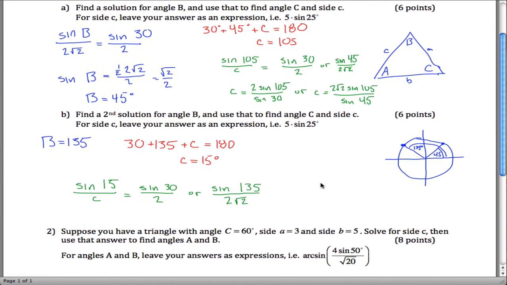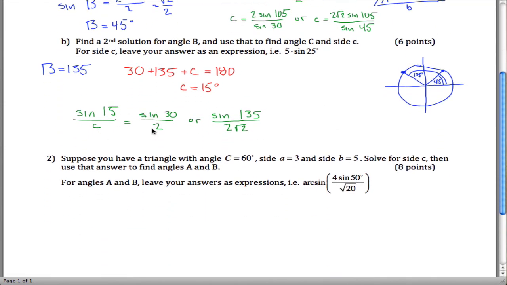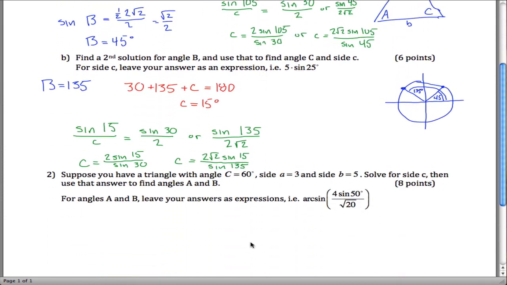Could do either of these just like we did before, and then solve for C, multiply it up here, multiply the 2 over here, the sine 30 over there, and get C is equal to 2 sine of 15 divided by sine of 30. Or, had you used this one, you'd get that C was equal to 2 root 2 sine of 15 divided by sine of 135. So we got our triangles. There's one solution. There's another solution.